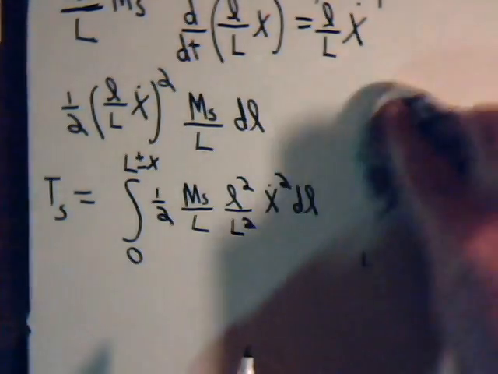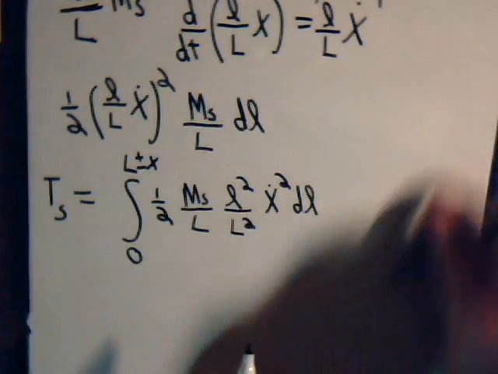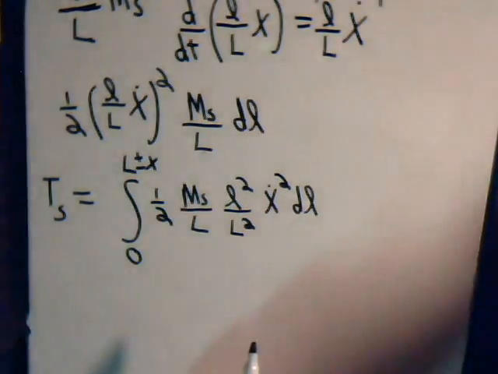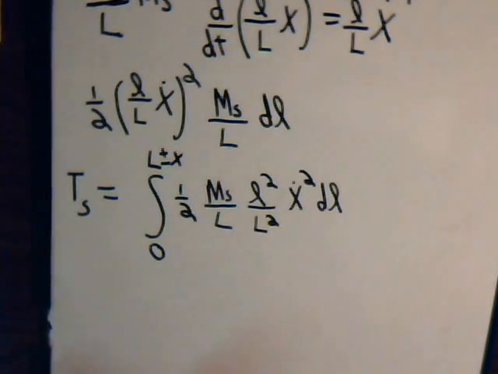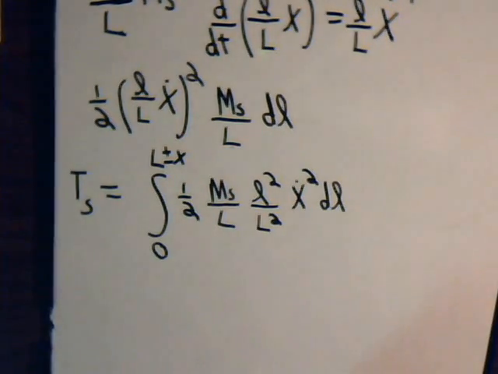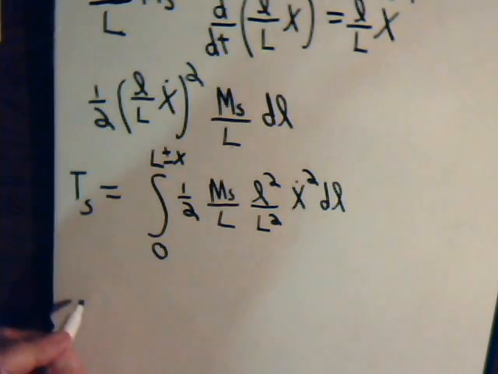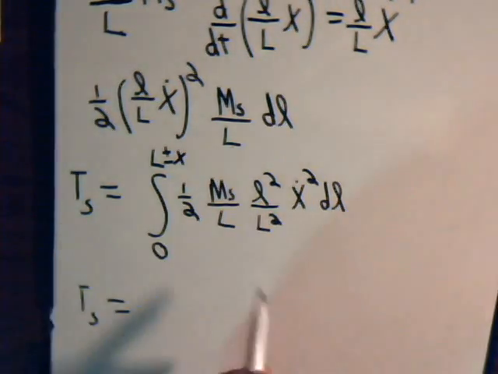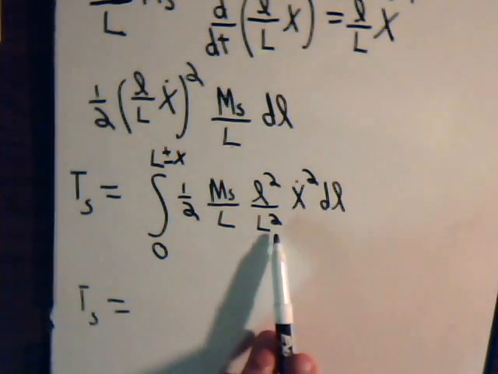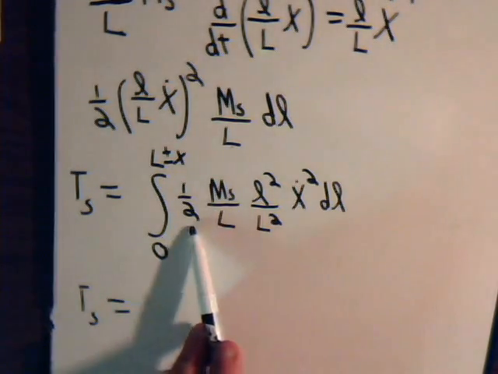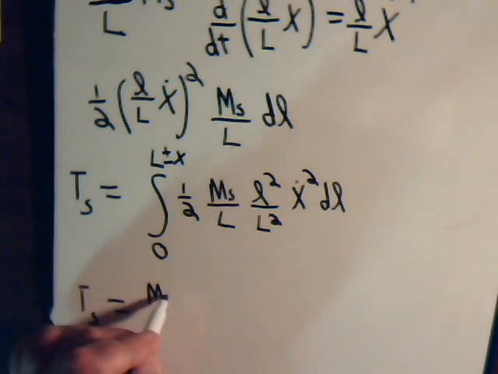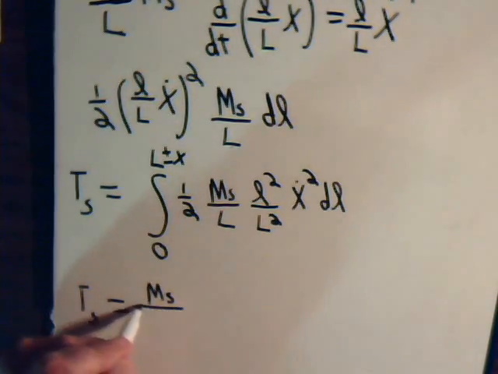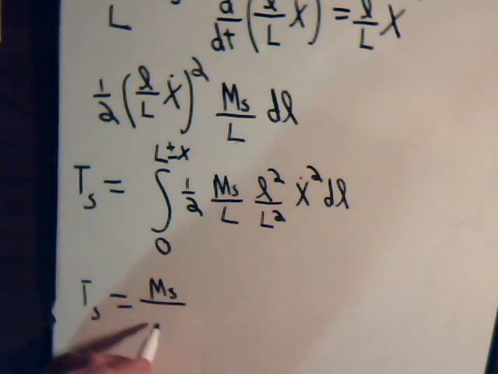So this is turning out to be a rather strange integral. But for the moment, let's take our constants to the outside of the integral. Do that first. So we'll have the kinetic energy of the spring will equal its mass divided by capital L cubed. Here we have a 2, so this should be the mass of the spring divided by big L cubed.